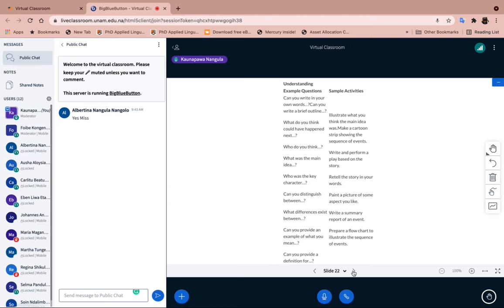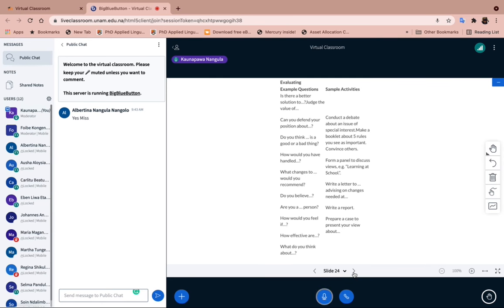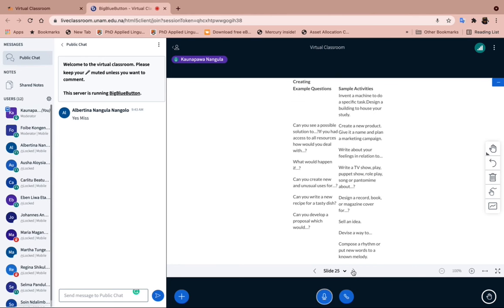Then we have understanding, and it's a long list. And then we've got apply, evaluate, questions. We have examples of questions and then the activities, things like write a report. And then we have creating, which is the last one.